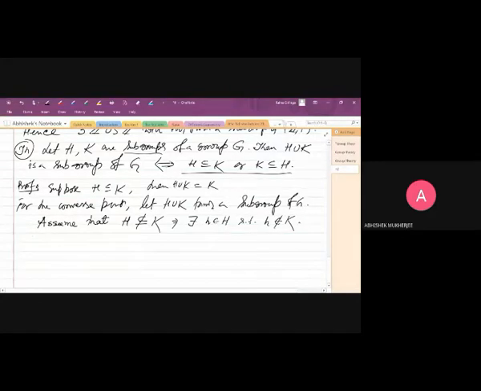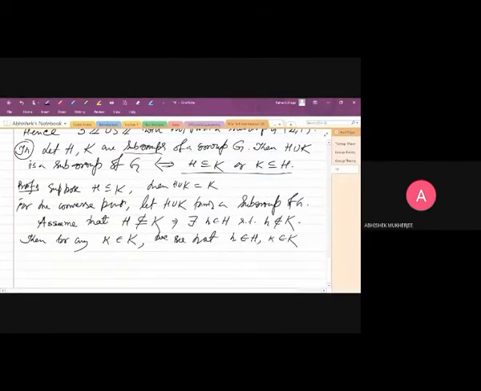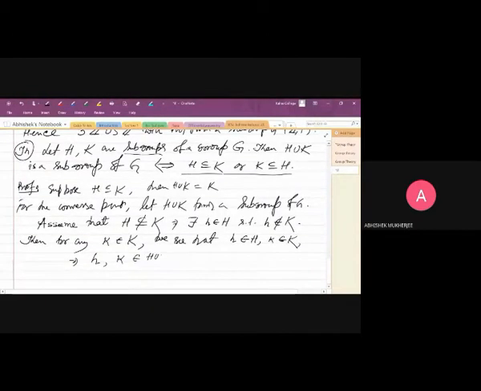Fine. Then for any small k belonging to capital K, what will you get? Then for any such pair, h belongs to H and k belongs to K, which implies hk is in H union K, right?